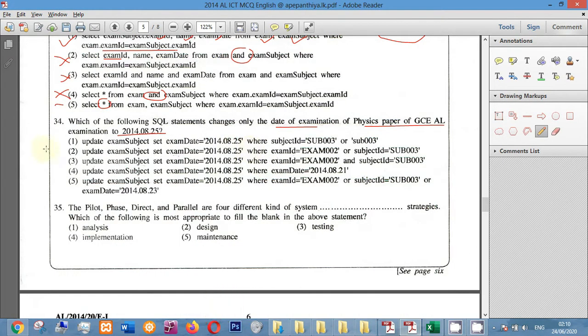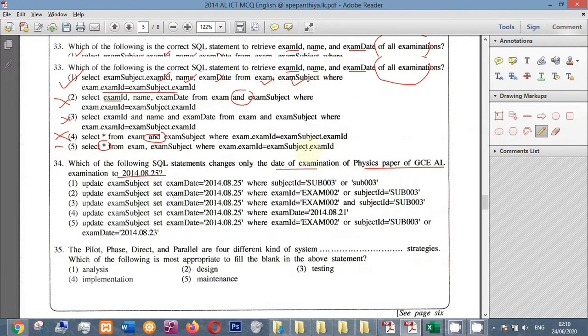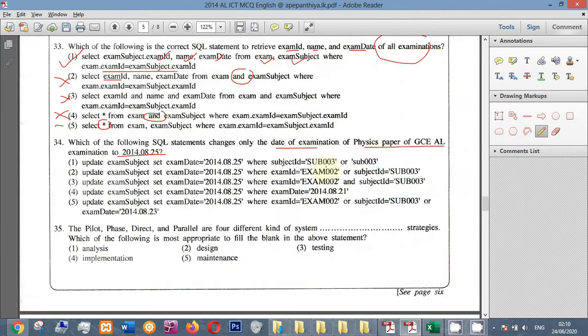Update exam subject, set exam date where subject ID equals 3 or subject 3. It can't be or, it has to be and, both of them. And this is also wrong, sub 002. So 1 is not the answer. Update exam set date where exam ID O. So here the problem is O. Can't be O. Update exam subject set exam date where exam ID and subject ID 3. Correct. This is the answer.